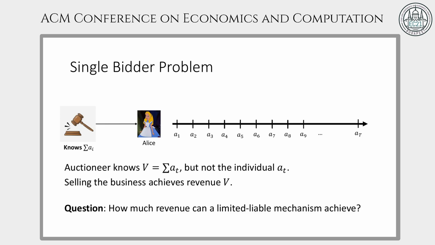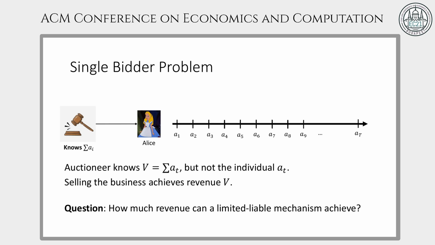So both these results rely heavily on a subproblem we call the single bidder problem. So the single bidder problem is, you can think of it as a single bidder version of the dynamic auction problem we presented in the previous slides, but there is one significant difference.